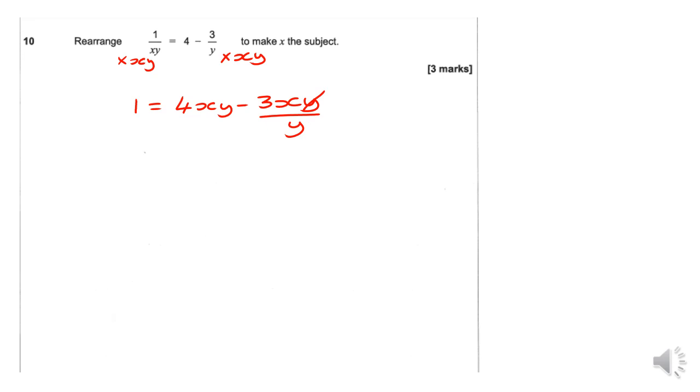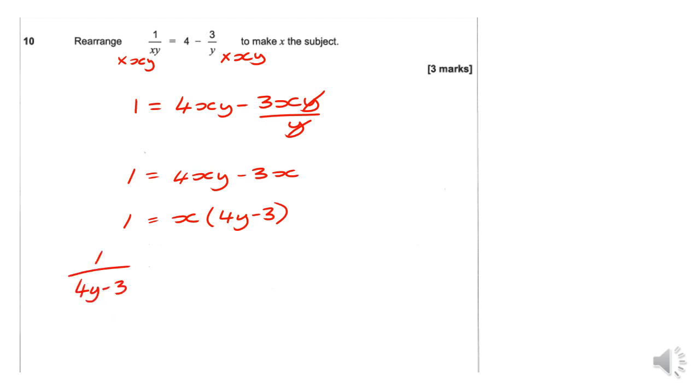Then these y's would cancel out, wouldn't they? So I'd have 1 is equal to 4xy minus 3x. Factorise x out, leaves it with 1 equals x brackets 4y minus 3 close brackets, divide through by that factor. So 1 over 4y minus 3 equals x. X is the subject because it's on its own and it doesn't appear anywhere else. So I'm really happy with that one.